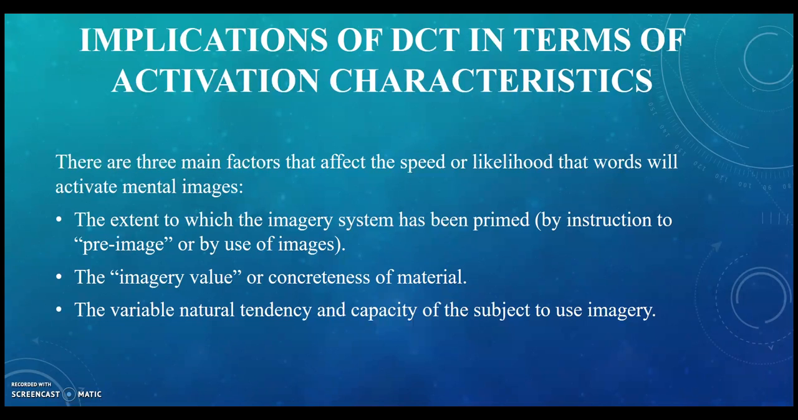This model has implications in terms of activation characteristics. There are three main factors that affect the speed or likelihood that words will activate mental images. The first is the extent to which the imagery system has been primed by instruction to pre-image or by use of images. The second is the imagery value or concreteness of material, and the third is the variable natural tendency and capacity of the subject to use imagery.